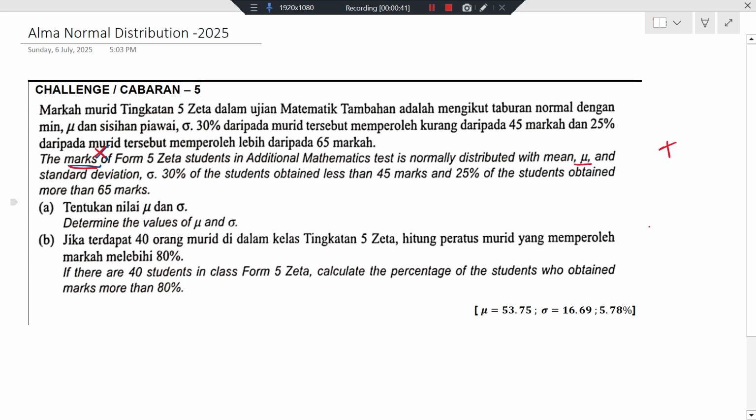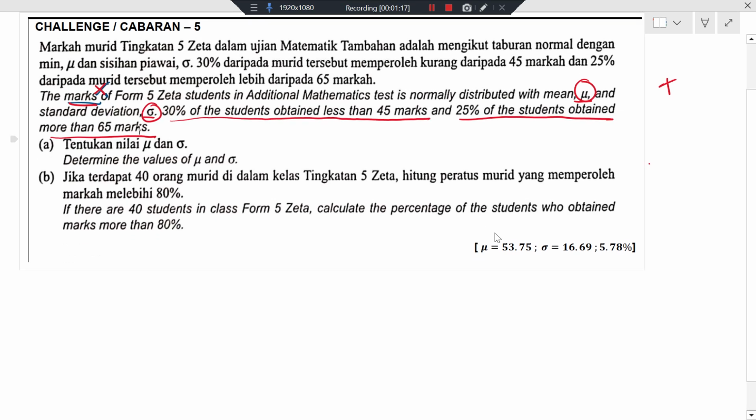And we are not given the mean and standard deviation as well. But we are given this. 30% of the students obtain less than 45 marks and 25% of the students obtain more than 65 marks. By these two statements, we can create two equations. From those two equations we can solve the mean and also the standard deviation. Okay, let us see how we're going to solve that.